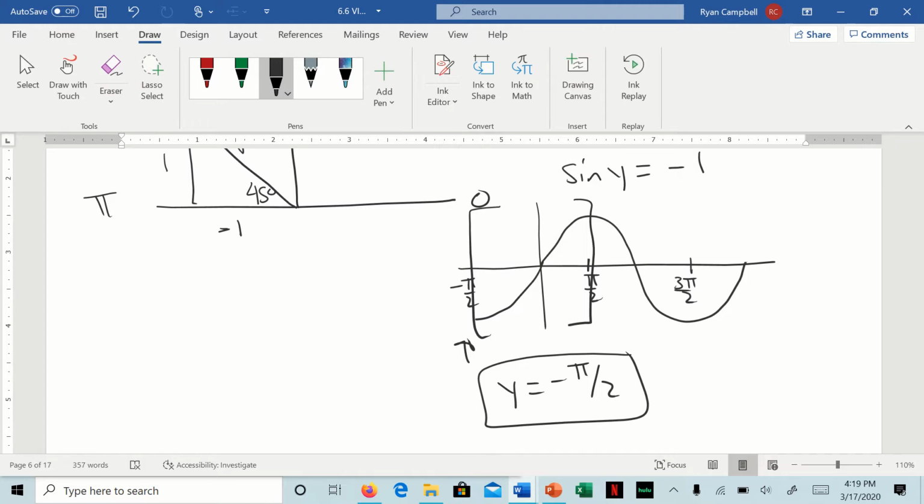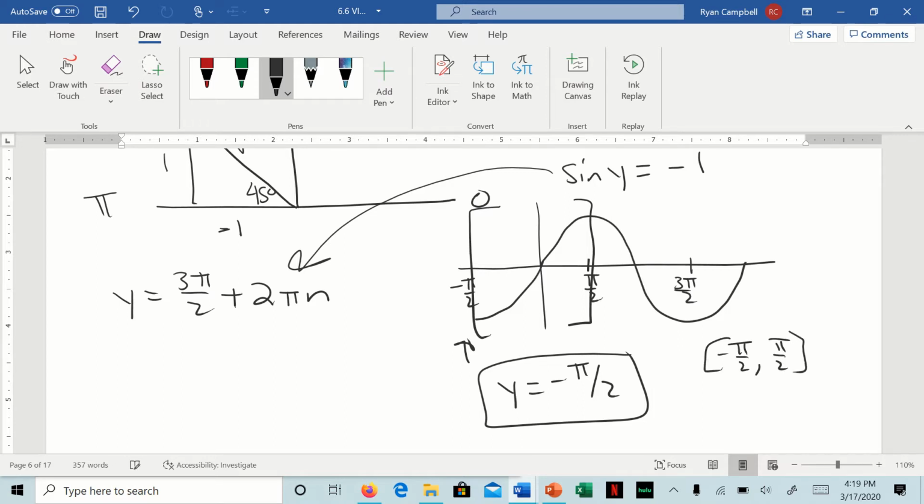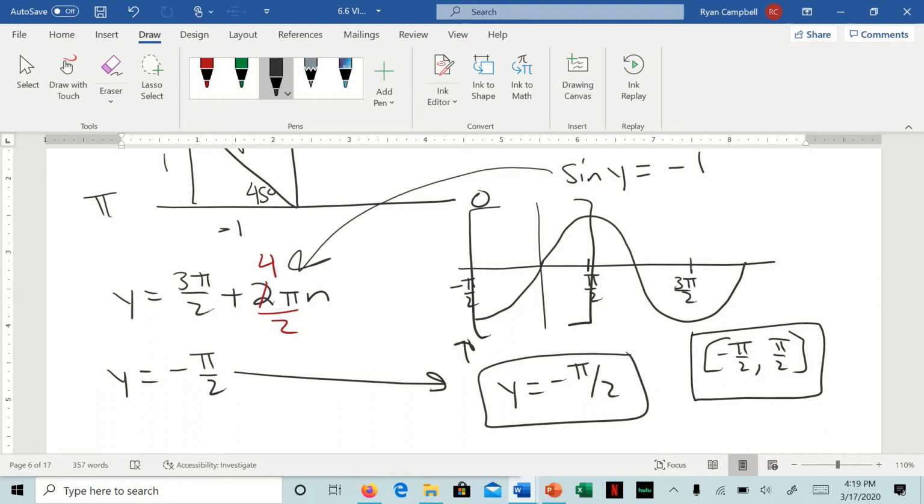And you could have done it the way that we've always done it, right? So you could have done y equals 3 pi over 2 plus 2 pi n. But you need to make sure that your interval is between negative pi over 2 and pi over 2. So we can subtract 2 pi, which would be 4 pi over 3. If you subtract 4 pi over 3, we see that y equals negative pi over 2, which is the same thing we got. So you can still do it the same way that we did it. The only trick is you had to know that we're between negative pi over 2 and pi over 2.